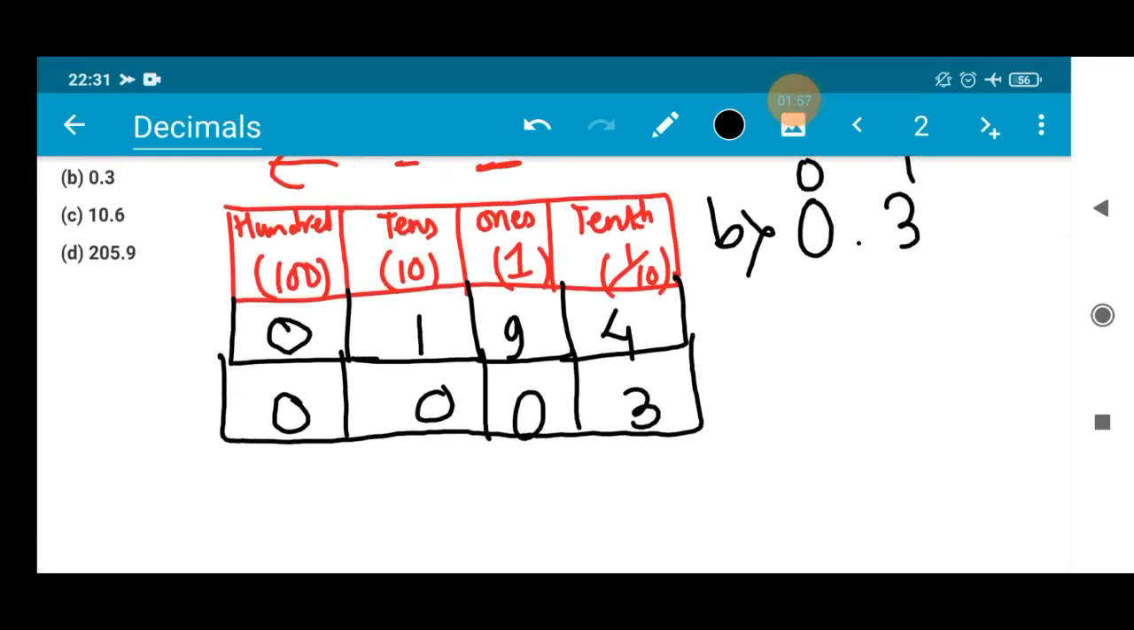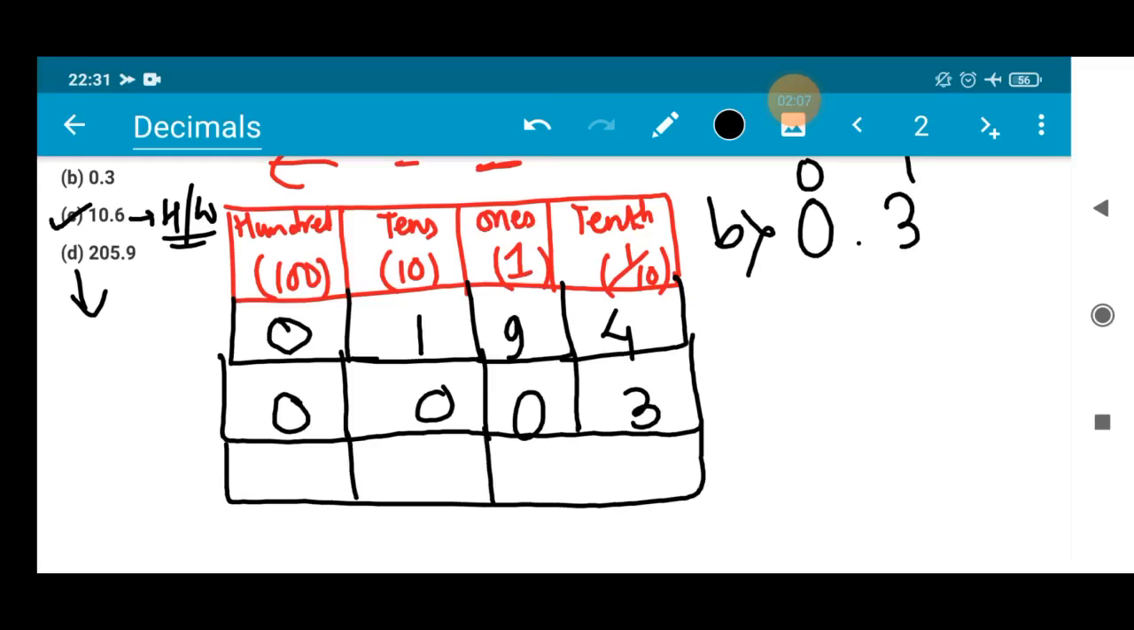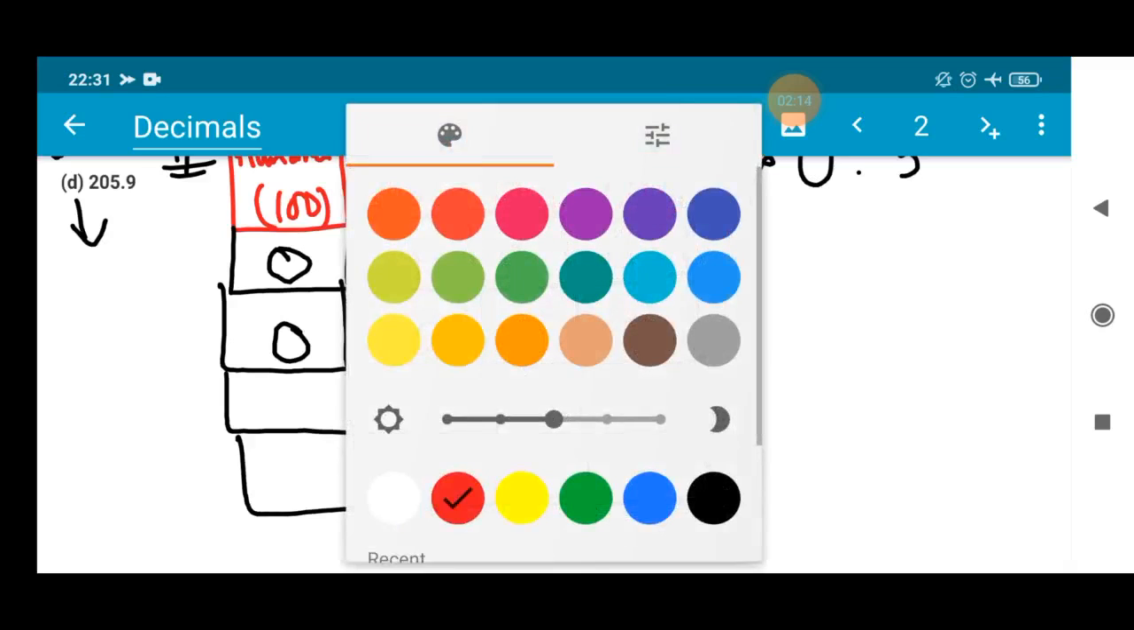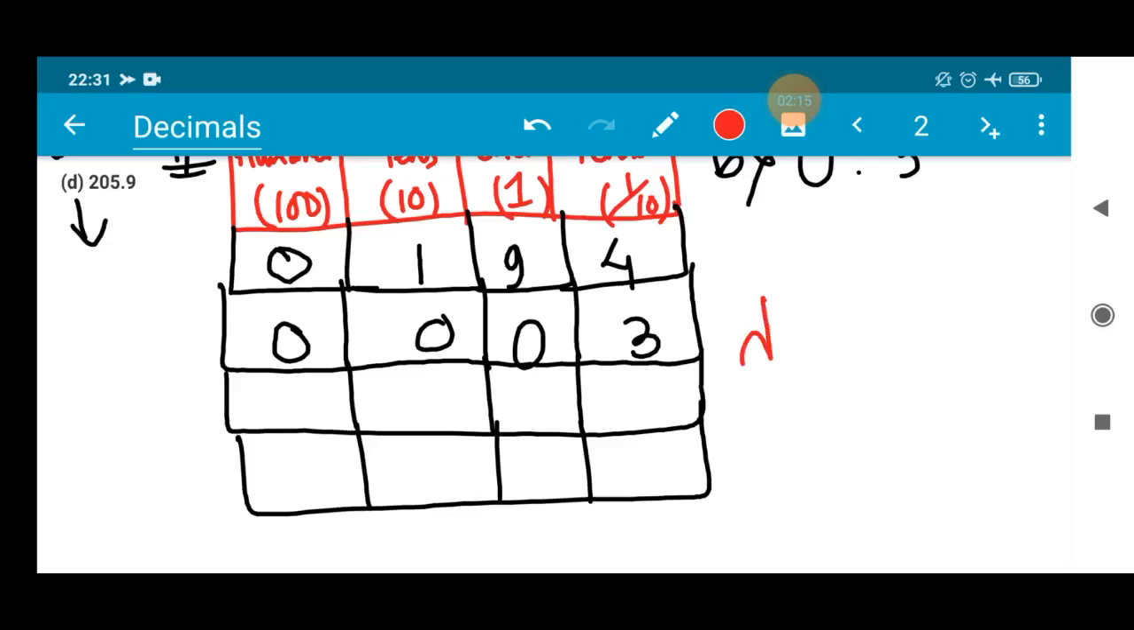Okay, so let's do number C. You will do it as a home assignment. I request you all to do this, but number D I'm doing right now. So for number C I'm keeping this place vacant so that you will do it, and number D I'm doing right now. Okay, so number D, it is 205.9. Number C is a home assignment.